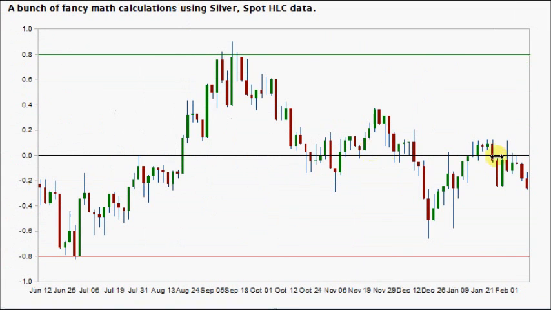This is what's going on now. It would have been a buy here, and a sell here, and a buy here. And that's it right now, because you're waiting to either sell when it hits here or buy again when it goes down there.